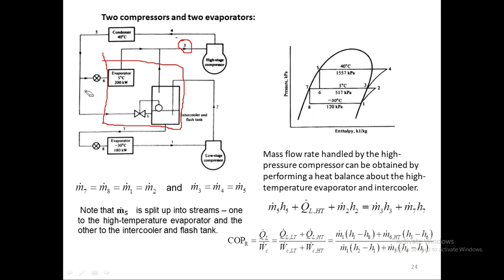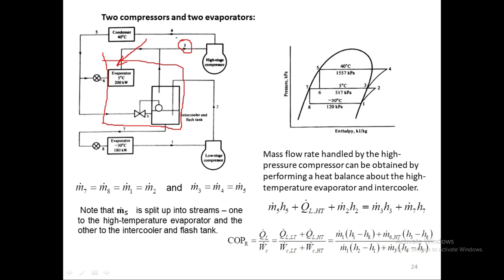Okay, so these two masses, plus this evaporator will be absorbing some heat from the surrounding, because it's an evaporator, so it will absorb heat from the refrigerator box. So that heat has to be accounted for. Like this evaporator, it says 200 kilowatt that it is absorbing. They have this refrigerating capacity, so it will be absorbing 200 kilowatt from the surrounding medium. So these three energies: M.5 H5, Q.LHD, the refrigerating capacity of the high temperature evaporator, that heat will be coming in, and M.2 H2 that is coming into the system.